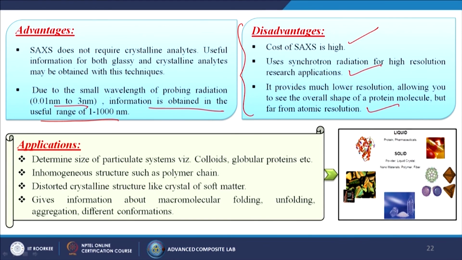What are the applications? Determining the size of particulate systems like colloids, globular proteins, etc. Inhomogeneous structures such as polymer chains, and distorted crystalline structures like crystals of soft matter, give information about macromolecular folding, unfolding, aggregation and the different conformations.